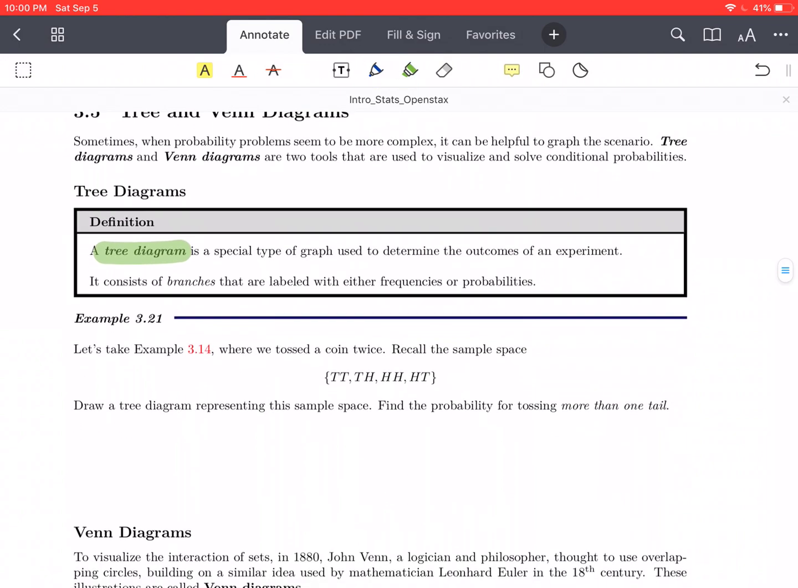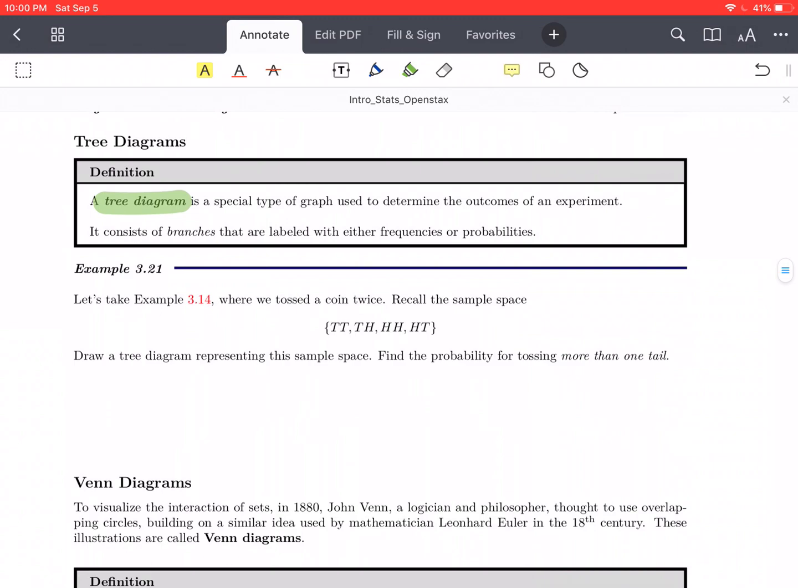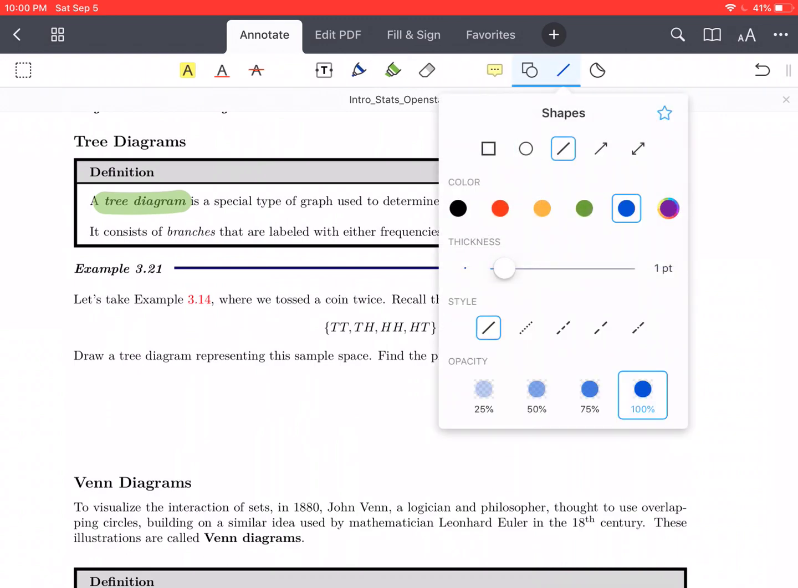So here we have our coin tossing example. Recall that we tossed a coin twice, and you could either get tails, tails, tails, heads, heads, heads, heads, tails. Draw a tree diagram representing this sample space. Find the probability for tossing more than one tail. So, for this tree diagram, I'm going to use my straight lines for this.